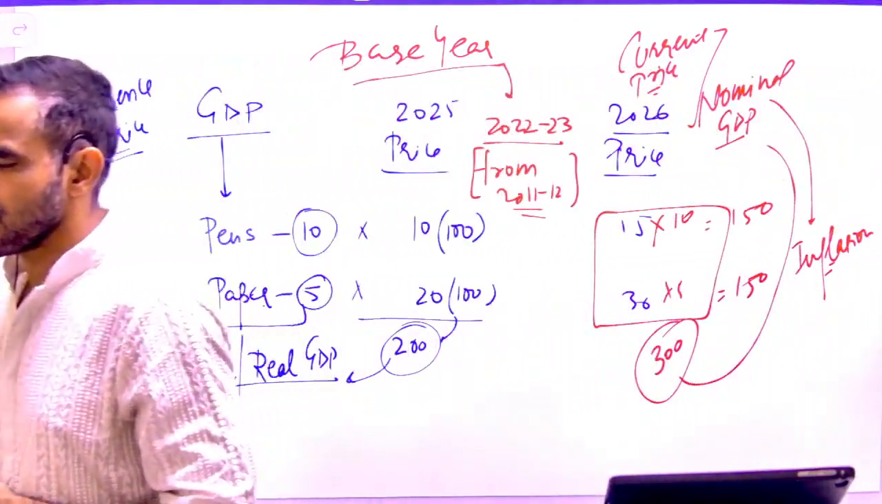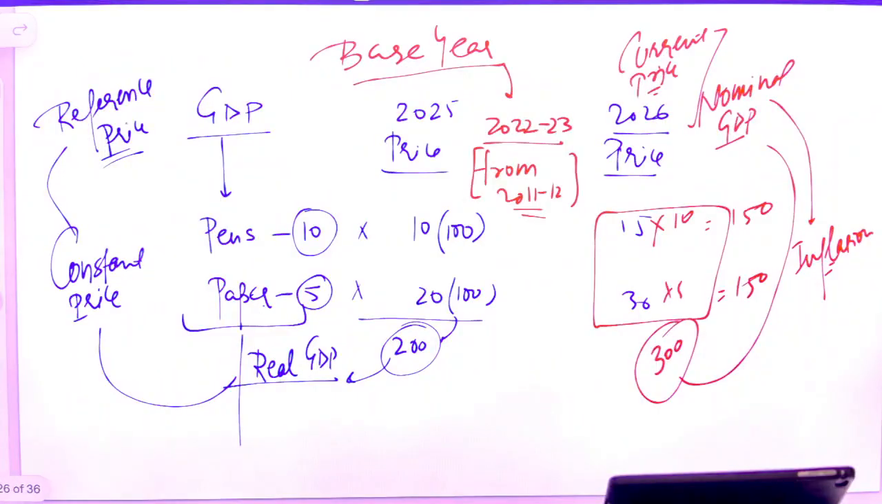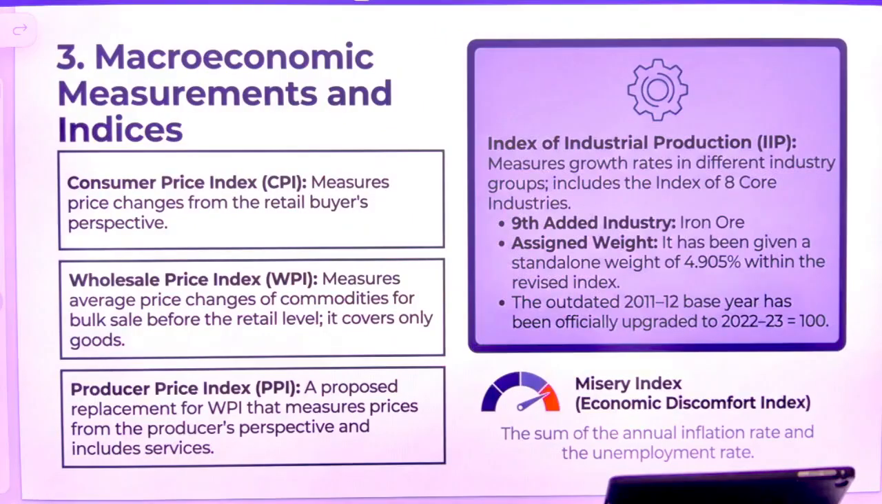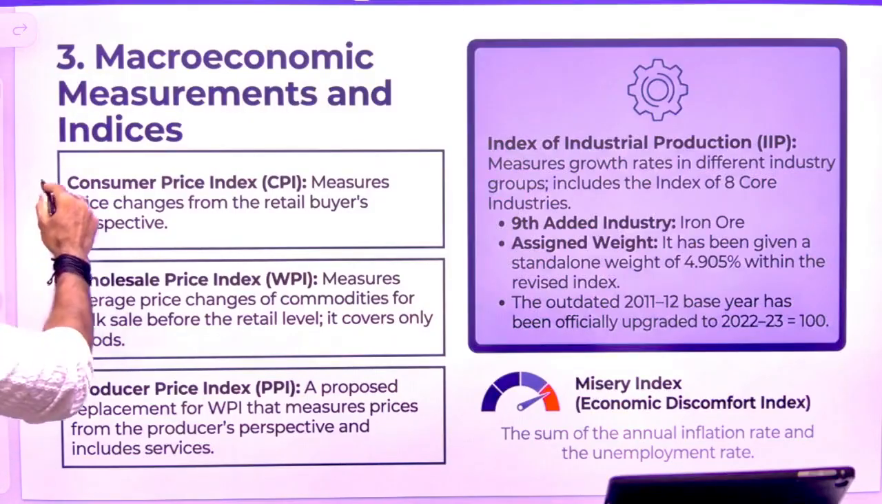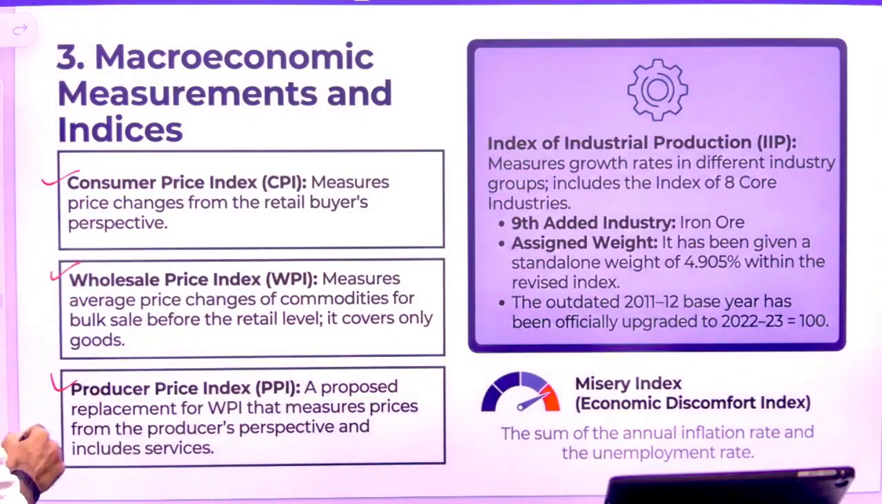And that's why we usually say that, okay, if we are going to compare them, this is going to reflect the inflation in the economy, the overall inflation in the economy. Okay, so that is related to the implicit price deflator. So we have covered CPI, we have covered WPI, we have covered PPI.